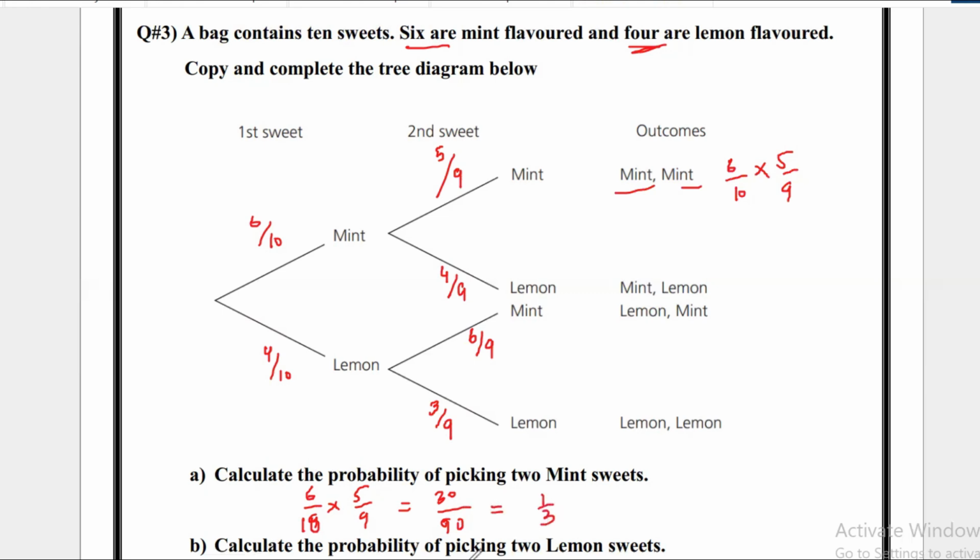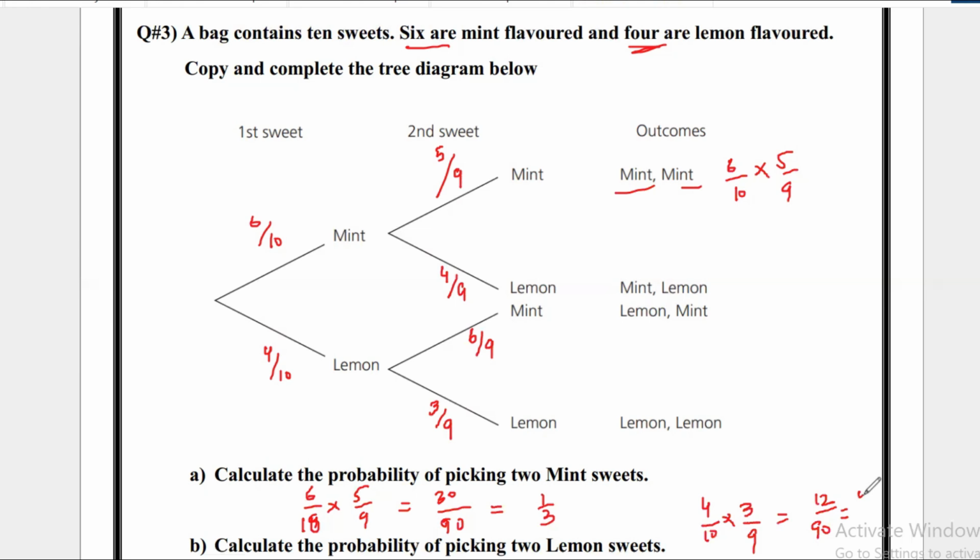And next one is calculate the probability of picking two lemon sweets, meaning lemon times lemon. So 4 over 10 multiplied by 3 over 9, and that gives us 4 threes are 12 over 9 tens are 90, both are divisible by 3.